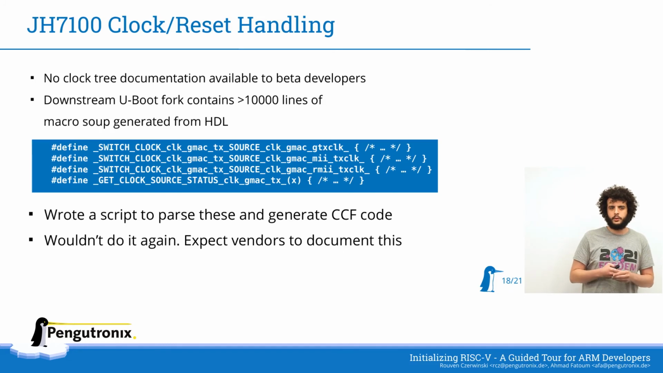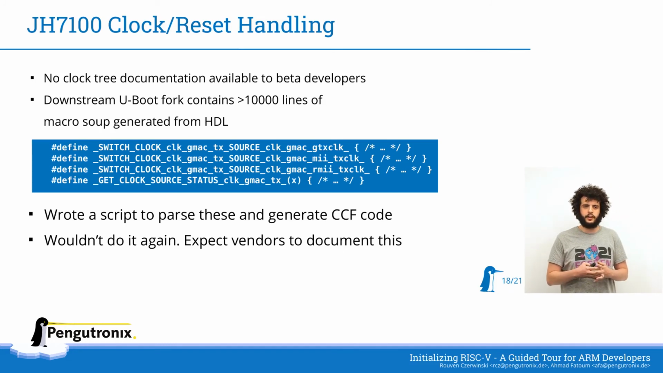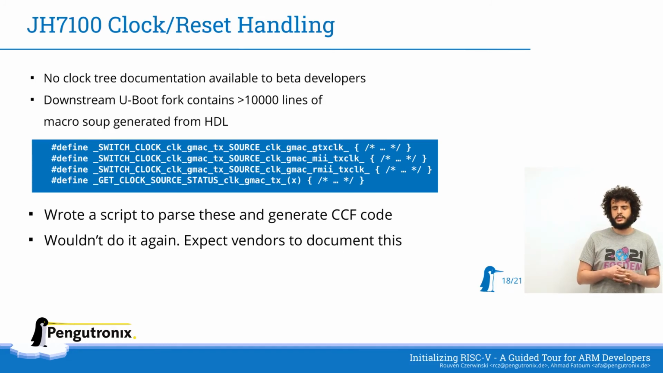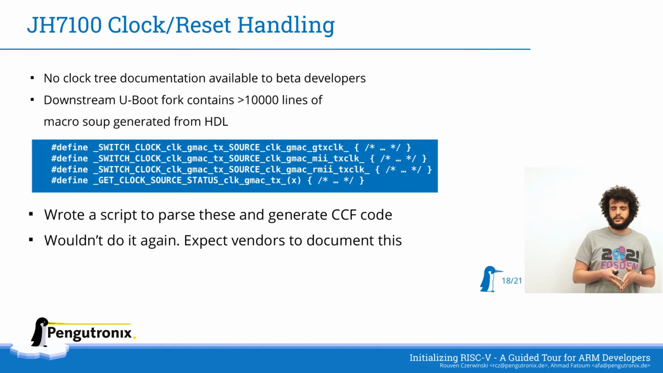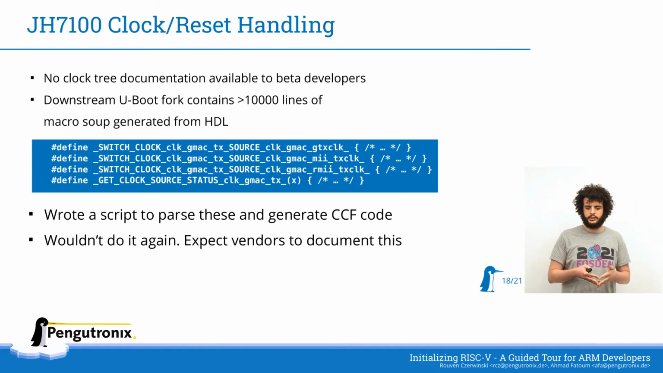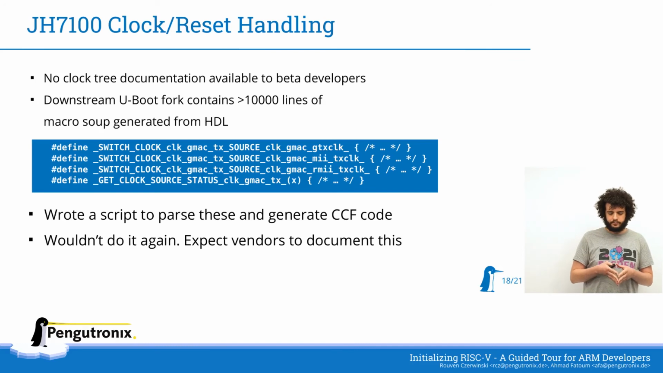What drove this home to me was the JH7100 on the BeagleV beta. For the beta developers, there was a reference manual of 150 pages available, which is not a lot. You would expect something of that functionality level to be like 4,000, 5,000 pages of reference manual. And among the stuff missing was the clock tree. And the clock tree is quite fundamental if you want to save power, or if you just started and want to start the clocks, for example, so you can use the network interface.